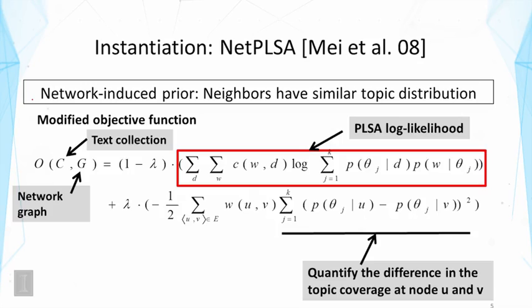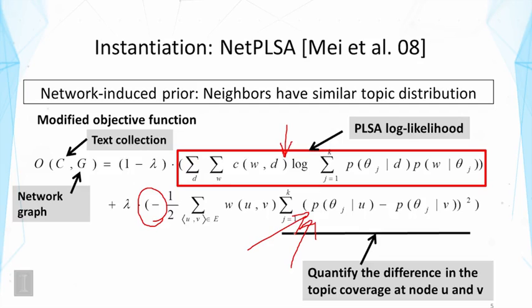So this makes it possible to find the parameters that both maximize the PLSA log likelihood, which means the parameters will fit the data well, and also respect this constraint from the network. And this is the negative sign that I just mentioned. Because there's a negative sign, when we maximize this objective function, we are actually minimizing this second term here.